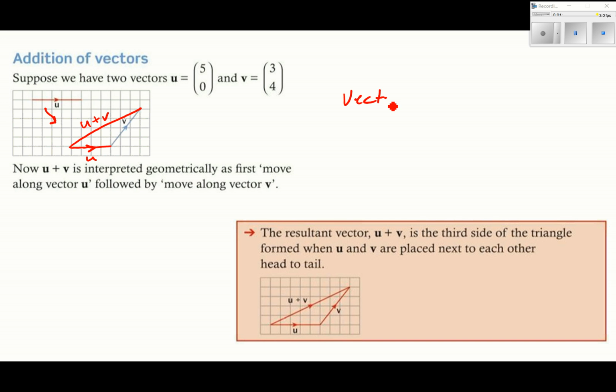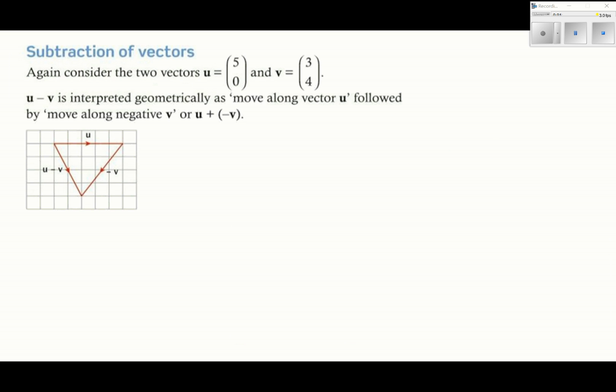With addition, remember, addition is commutative. So vector addition is commutative, meaning order does not matter. u plus v is the same thing as v plus u. So we can go in either direction, but we get a resultant vector when we add those two vectors together.